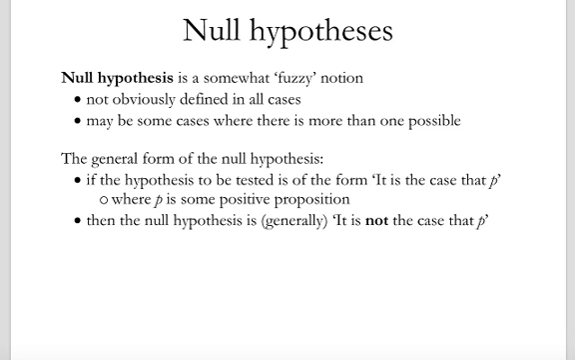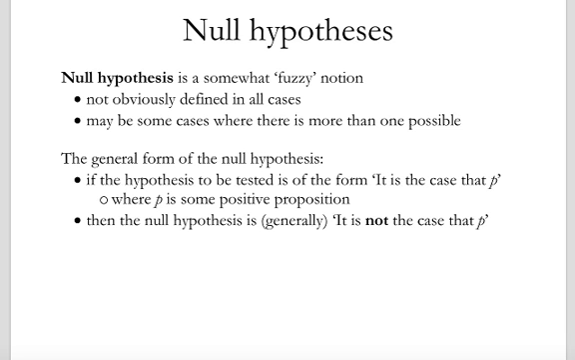So a null hypothesis, first of all, is not a totally concrete, clear, automatic definition. It's a kind of fuzzy notion. We'll see some cases later where it's not obvious how to even define what a null hypothesis would be, and there are cases where there's certainly more than one null hypothesis possible. But in general, the form of the null hypothesis is going to depend on the hypothesis that you're testing. This is sometimes called the experimental hypothesis. You're testing something of the form, it is the case that P, where P is some positive proposition, any claim that you might want to test about the world.